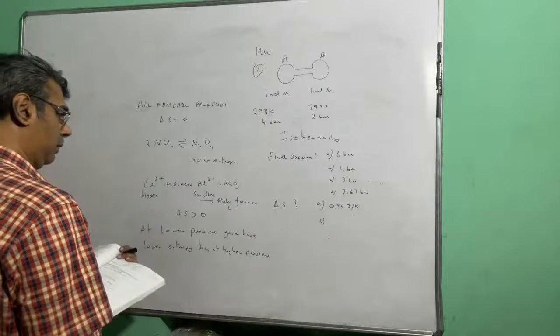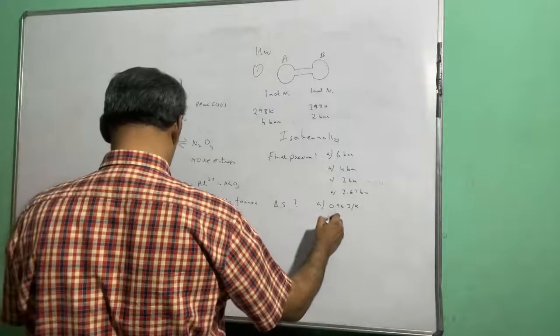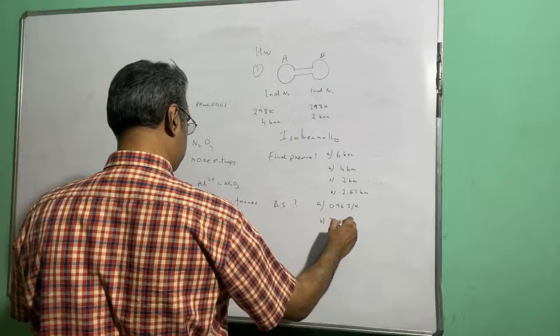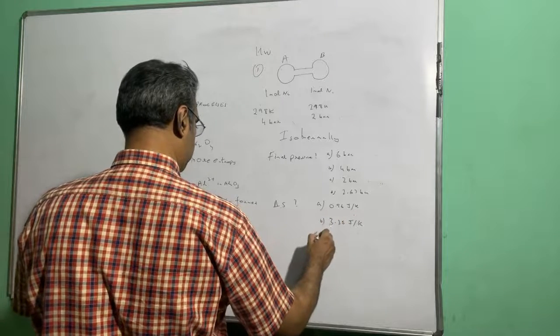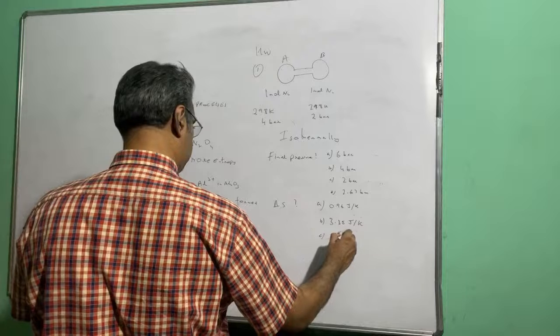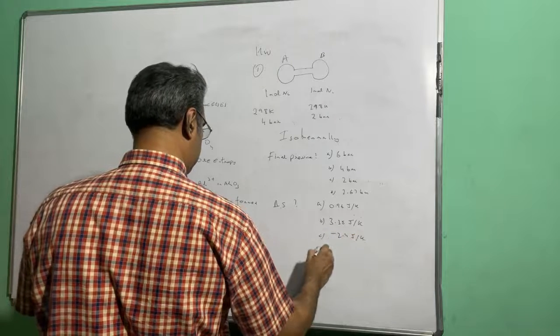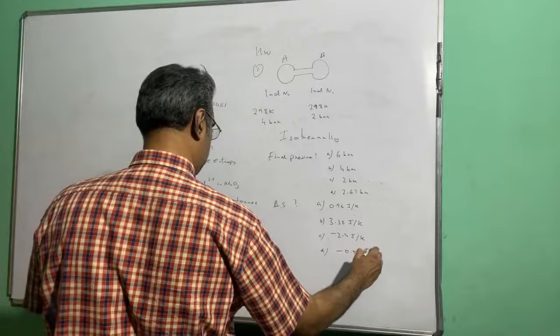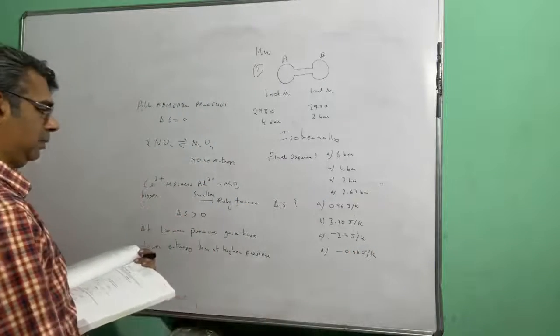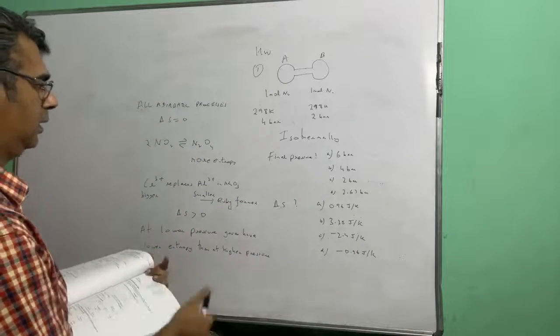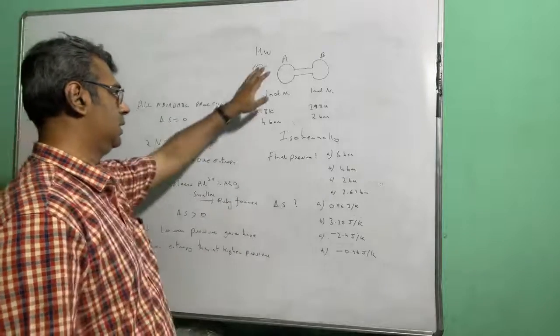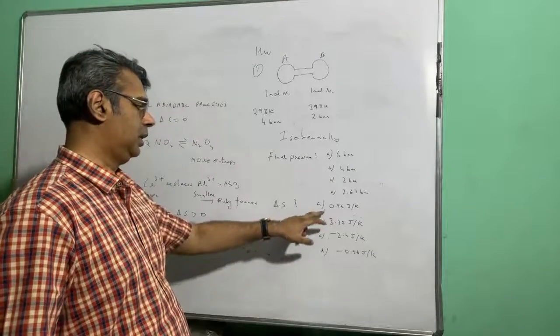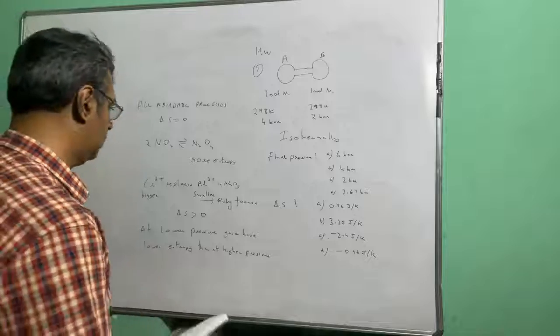Secondly, what is the entropy change? So options are 0.96 joule per Kelvin, 3.35 joules per Kelvin, minus 2.4 joules per Kelvin, and minus 0.96 joule per Kelvin. So during this entire process, what is the final pressure and what is the entropy change? This is the question number 1.